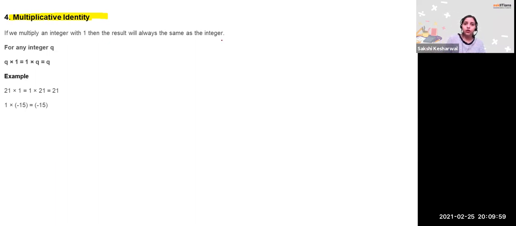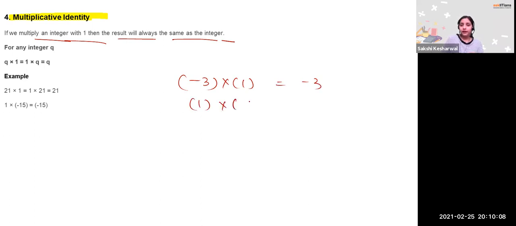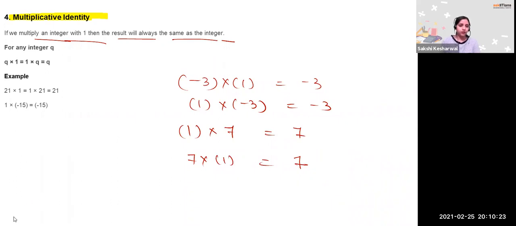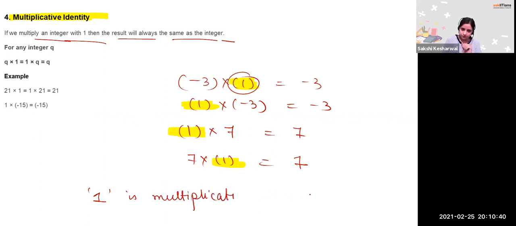So we say that if we multiply an integer by 1, the result will always remain the same integer, right? If I say minus 3 into 1, the answer is minus 3. If I write 1 into minus 3, the answer is again minus 3. If I write 1 into 7, the answer is 7. And 7 into 1 is equal to 7. Here I'll use a highlighter. This one, this one, this one, is what? Multiplicative identity. So we say that 1 is the multiplicative identity.